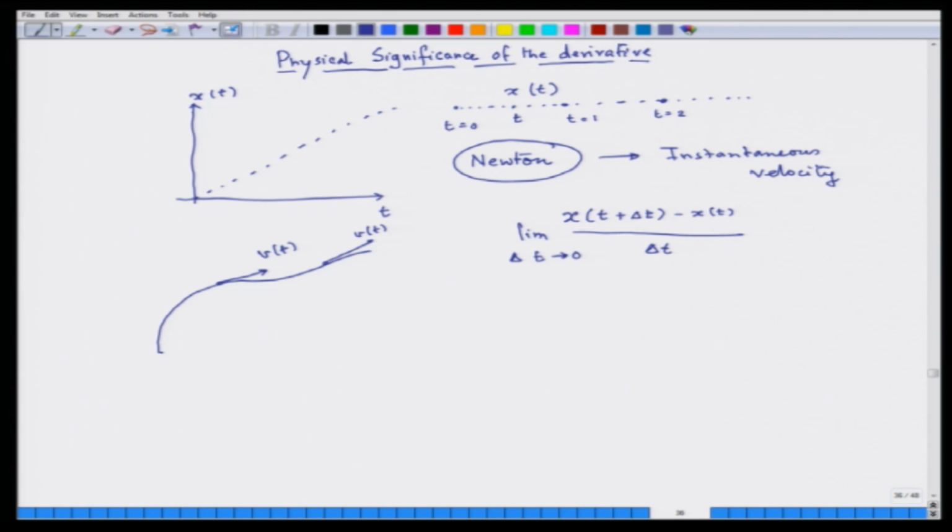Remember, if I make delta t smaller and smaller, this distance also becomes smaller and smaller. So, do not think it is just a 0 by 0 thing that I can forget about. No, the interesting thing is that this is a number, and that is called the instantaneous velocity at the point t, at the time t.